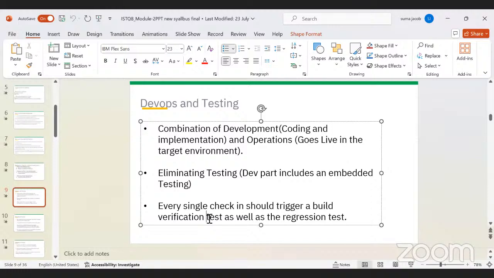So whenever there is a code change being pushed into the common repository, a build verification test as well as many other automated activities would be triggered to make sure that the new unit is working fine. And at the same time, that this unit integrated with the existing code is not breaking all the existing functionality. That is, there is no regression happening. So this continuous integration and testing can be achieved using DevOps.